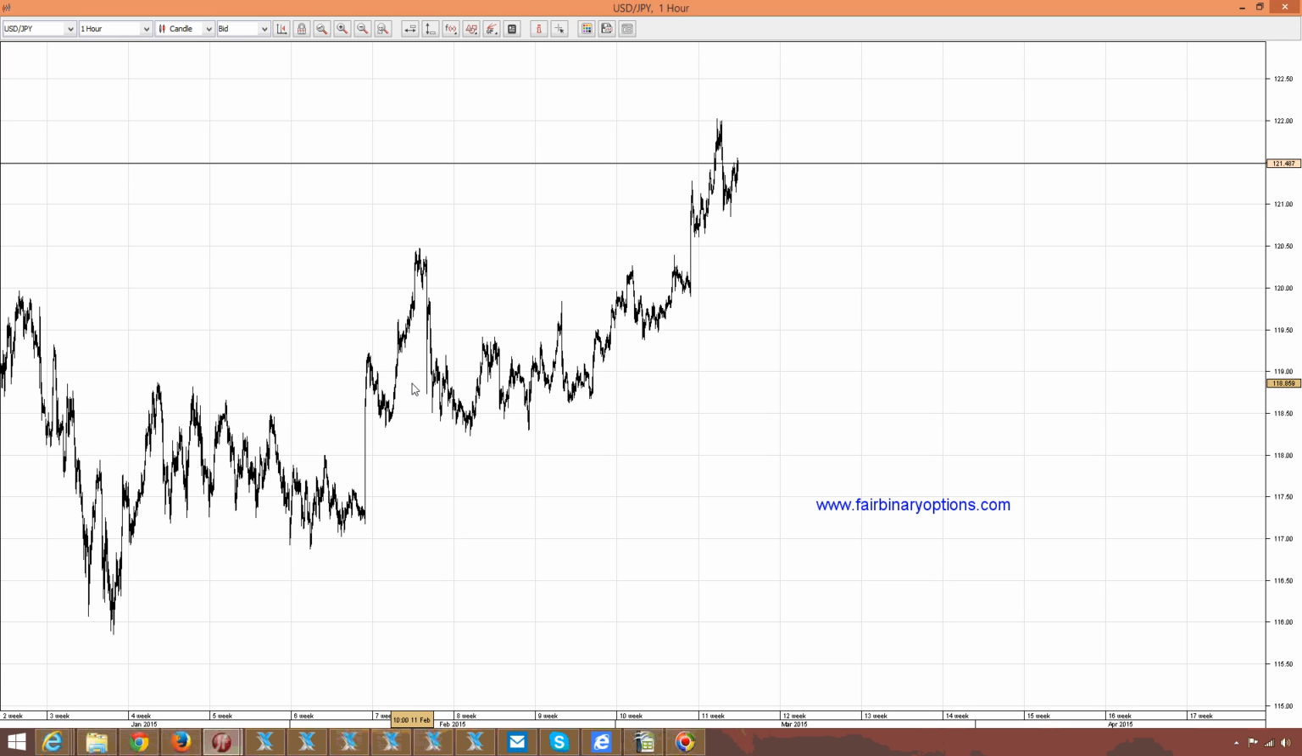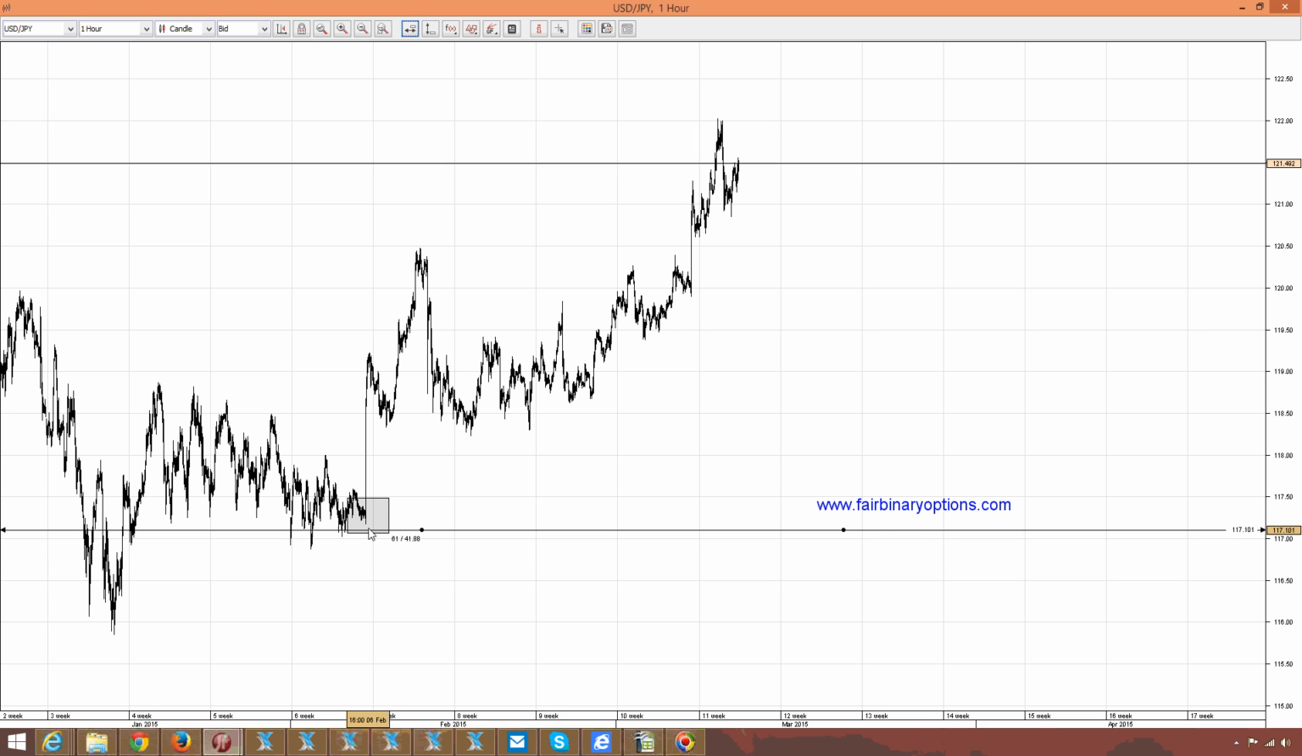Hello there, this is FairBinaryOptions.com, and we are trading nothing but a rising wedge on the US dollar Japanese yen, and this currency pair is extremely tricky since it broke out of a contracting triangle. What kind of a contracting triangle? Well, the previous contracting triangle that ended here is nothing but a triangle that acted as a fourth wave.